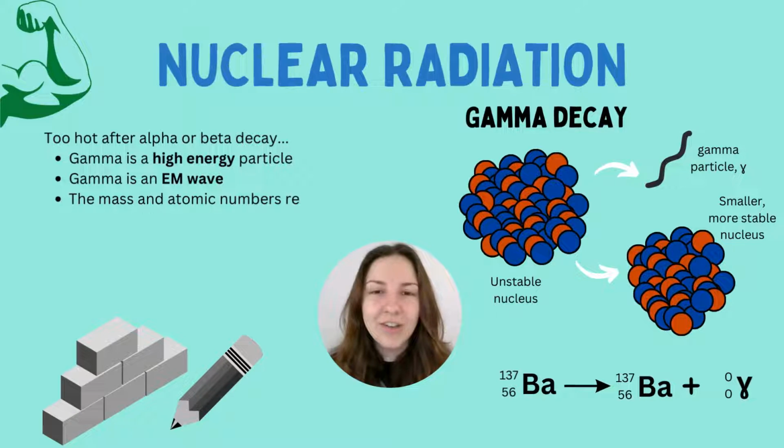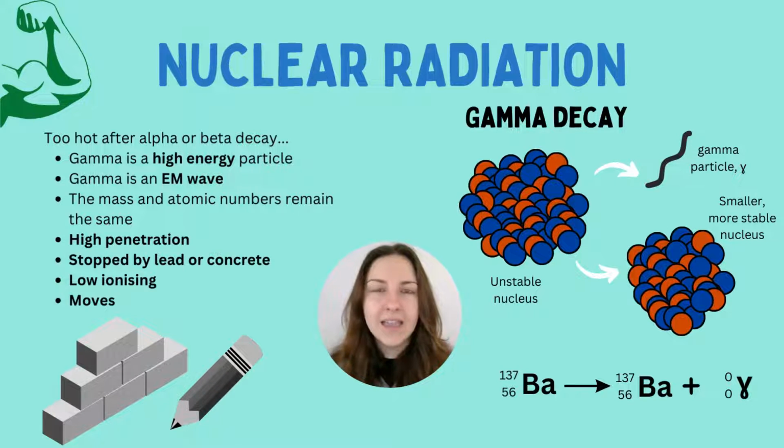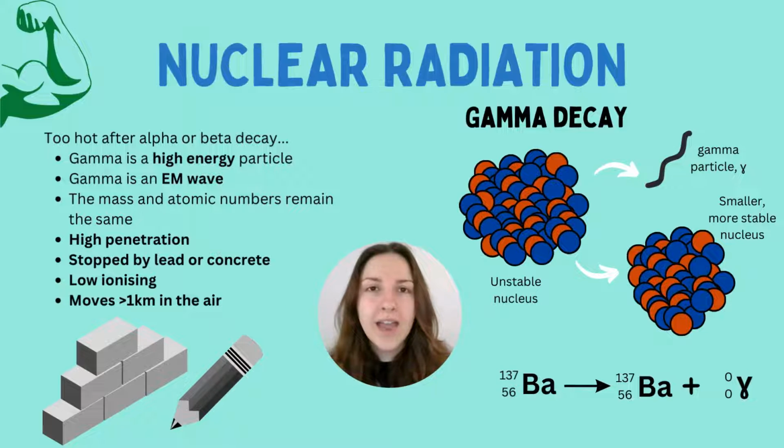But gamma radiation is a type of radiation that we would define as a high energy particle. It's part of the electromagnetic spectrum. It's actually a wave, which is slightly different from the alpha and beta decay. And this wave of energy is emitted after the nucleus has decayed by alpha or beta decay. Because that nucleus is very hot, that energy needs to be emitted to help it cool down and become more stable.